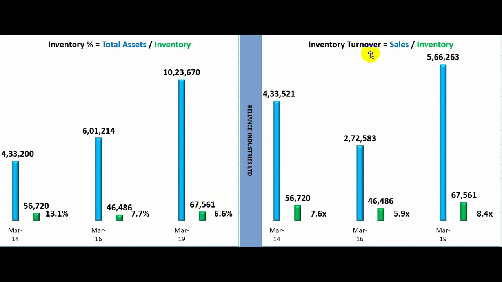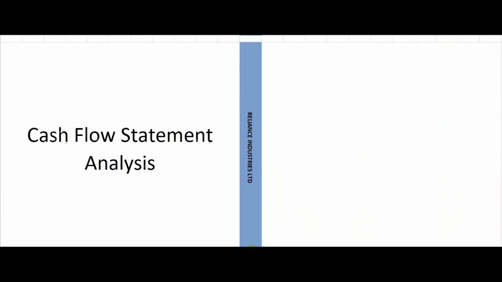In terms of inventory turnover, that is sales compared with the inventory, we want it to be as high as possible. The company's inventory holding of March 19 was 67,000 crores, against which it did sales of 5,66,000 crores. That's an 8.4 times multiple, meaning whatever inventory it was holding, it managed to multiply by 8.4 times to convert into sales. In 14 and 16 also we see a very similar figure, but lesser than what it was in March 19. So we want the multiple to be as high as possible. Understanding all of these ratios is very important.